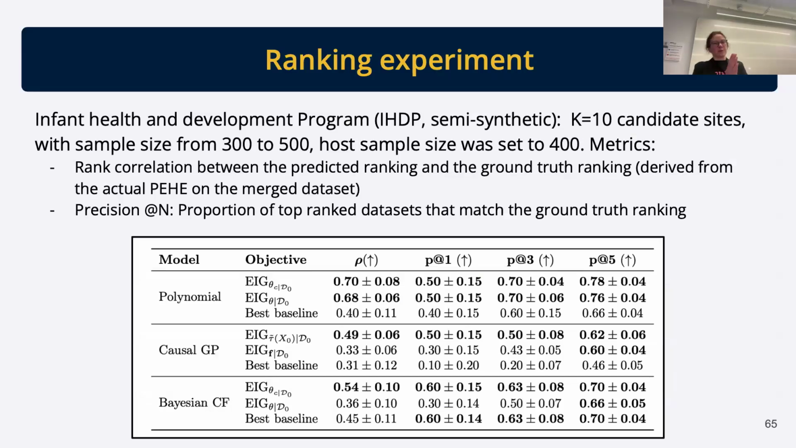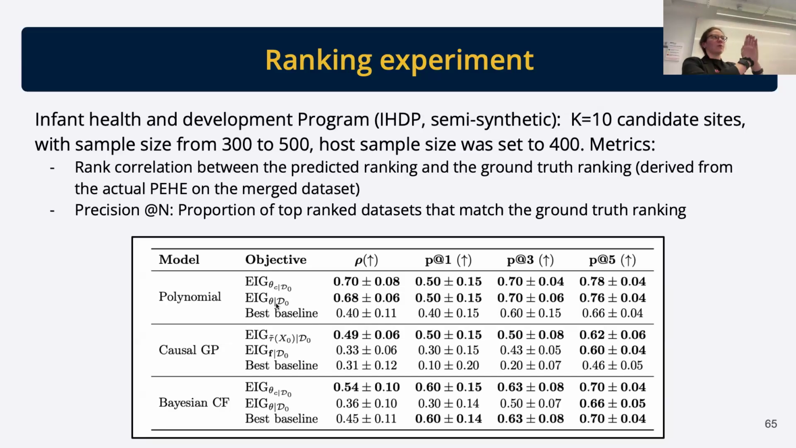We then run a couple of experiments with a semi-synthetic data set, where we have k equals 10 candidate sites, and we vary the sample sizes between 300 and 500, and the sample size in our host is set to 400. What we care about is the correlation between the data sets ranked according to our expected information gain, either targeting the causal parameters only or targeting all of the parameters.